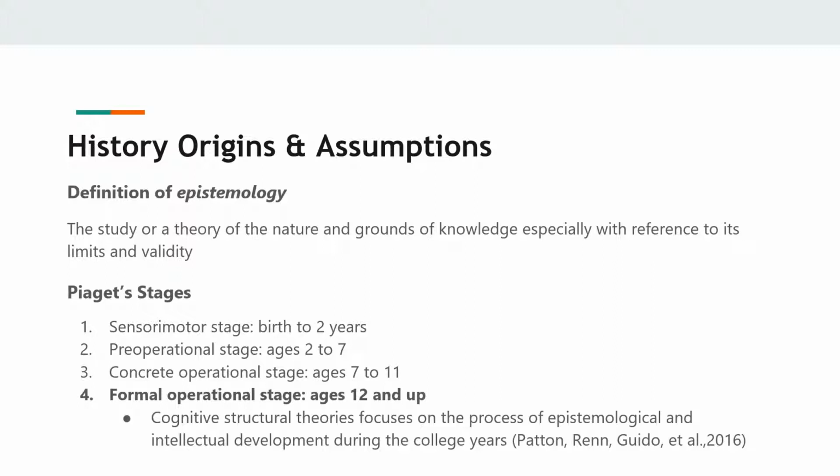Let's start with a definition of epistemology. It is the study or theory of the nature and grounds of knowledge, especially with reference to its limits and validity. You will want to keep this definition in mind when considering the pros and cons of the three theories we cover in this video. What makes them valid and what limits each theory may have in regards to how college students develop.